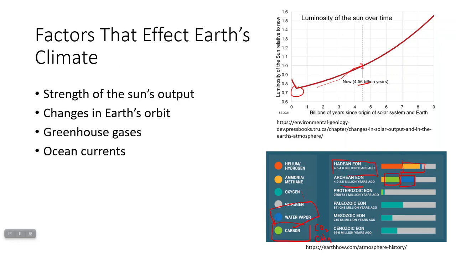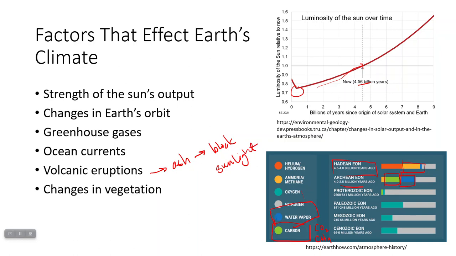We'll talk about this more in Unit 4 when we talk about the ocean. Volcanic eruptions can release ash into the air, and that ash can block sunlight. So in periods of time when you had a lot of volcanic activity, you had a lot of this stuff in the air that was blocking sunlight, and that has a cooling effect on the Earth's climate.